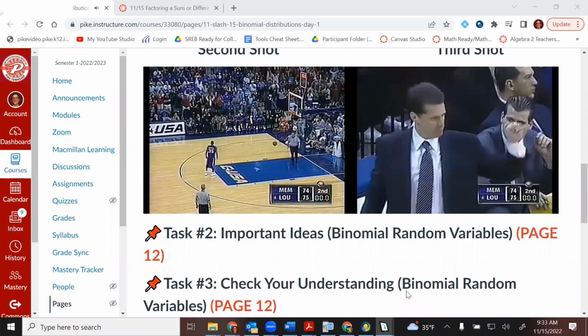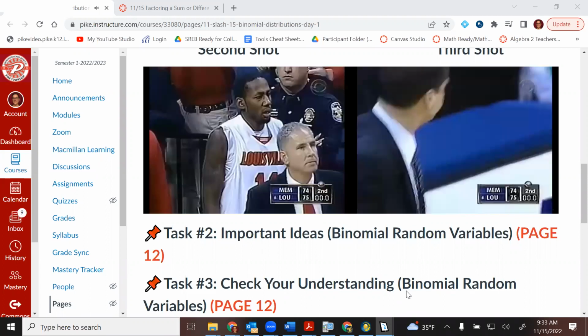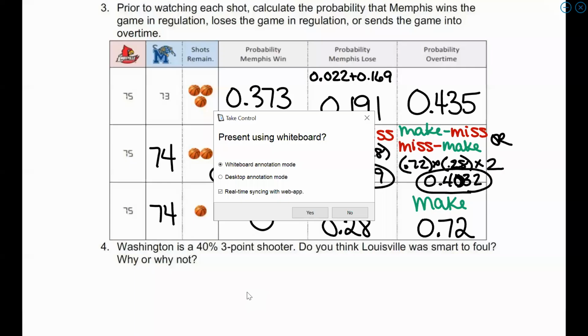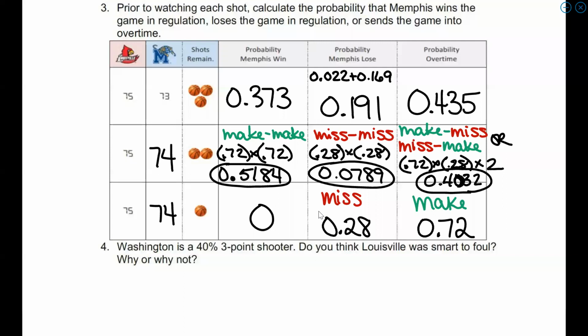Washington is a 40% three-point shooter. Do you think Louisville was smart to foul him? Do you think that was a good choice for Louisville? Was it smart for them to foul him? Let's look. All right, so I'm hearing lots of yeses, so I'm going to write it off to the side with a question mark yes next to it.